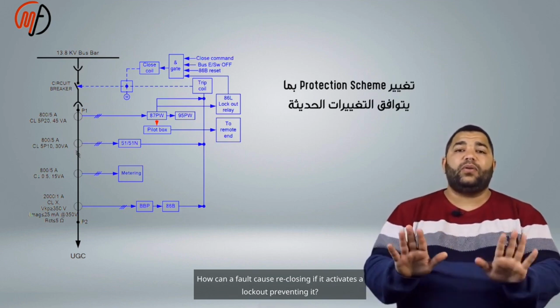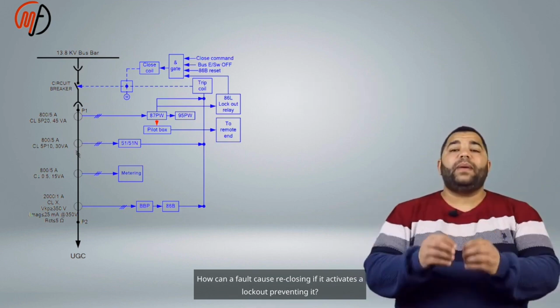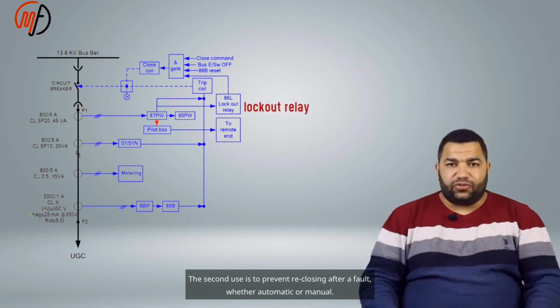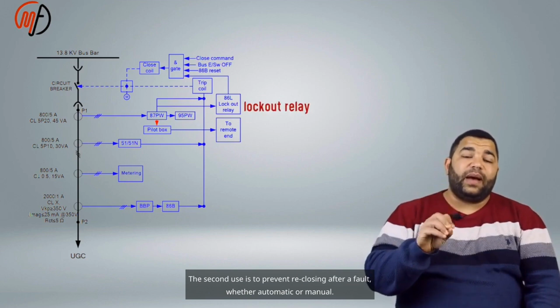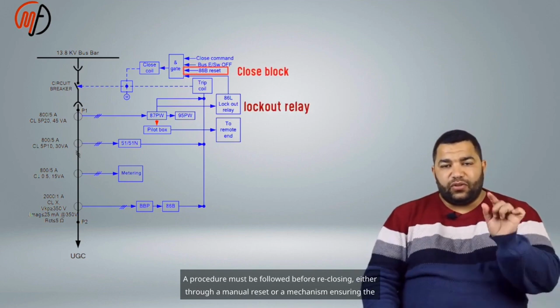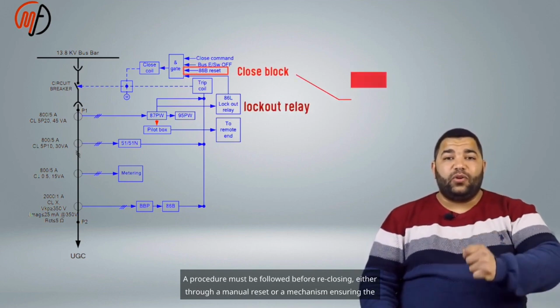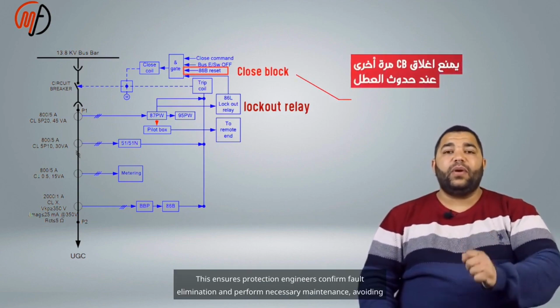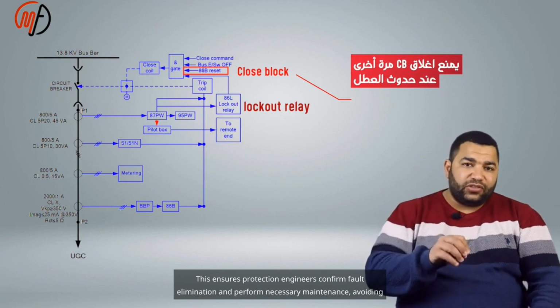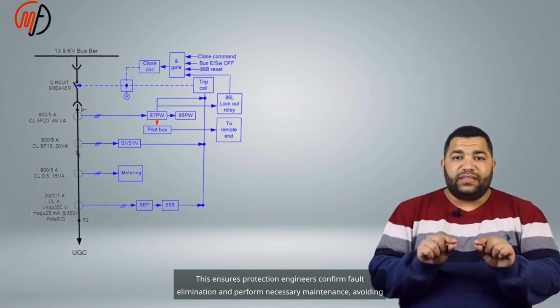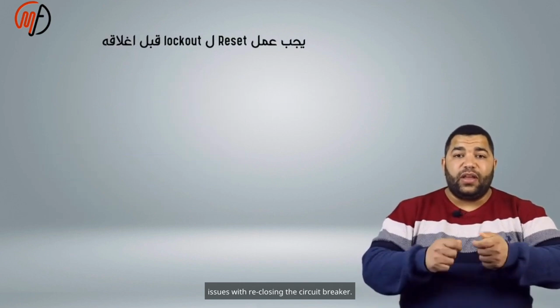How can a fault cause reclosing? If it activates a lockout preventing it. The second use is to prevent reclosing. After a fault, whether automatic or manual, a procedure must be followed before reclosing, either through a manual reset or a mechanism ensuring the fault is cleared. This ensures protection engineers confirm fault elimination and perform necessary maintenance, avoiding issues with reclosing the circuit breaker.